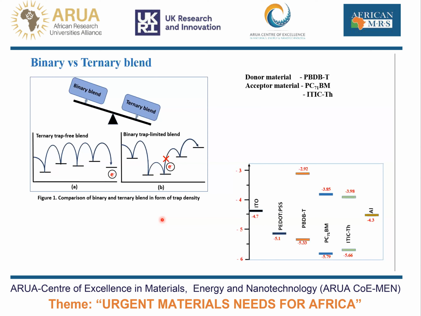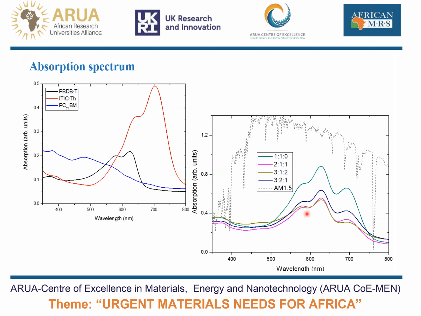And we want to see the device performance, comparing the binary and the ternary systems. Of course, the materials chosen must have energy levels which are cascading, so that the charge carriers can move freely from where they are created to the electrodes without many traps. So the quickest way is to look at how much absorption we have within the device, and see whether absorption is the ultimate determinant of the performance of the device. So the first thing is to look at the absorption profile.